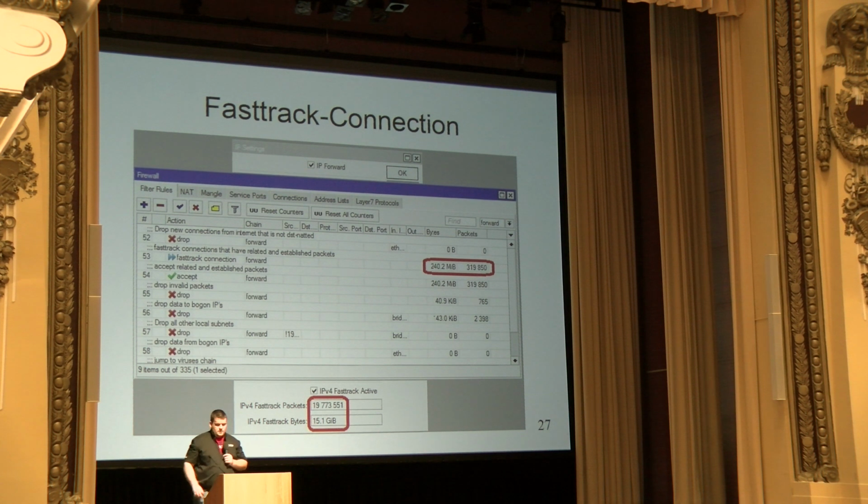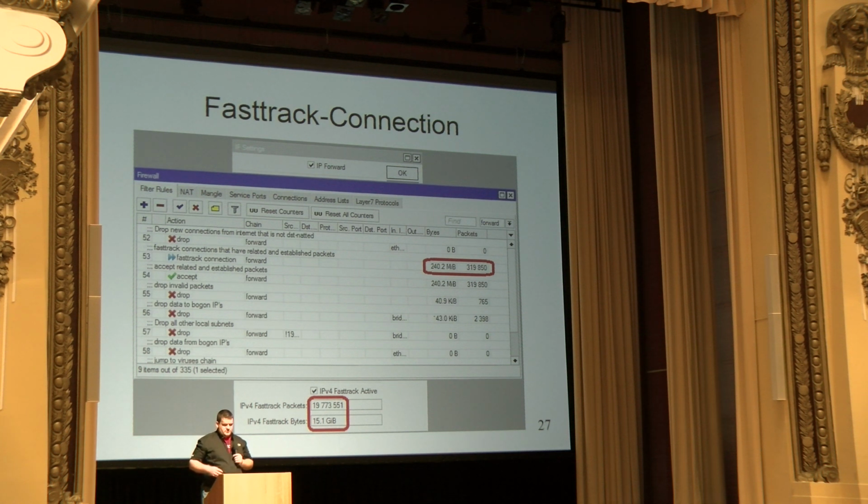So here is a typical rule. Basically, this rule is very simple. Action: fast track connection, all connection state related and established packets. So basically, in this firewall, I'm checking all the new connections, so all the connection state new packets. And if that survives my firewall, the next packet from this connection will already be fast-tracked. And all the remaining packets will go the fast-track way.